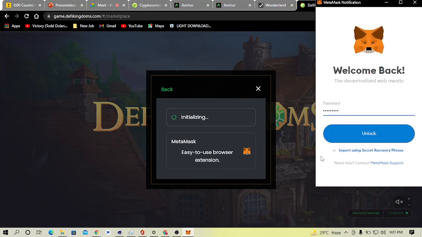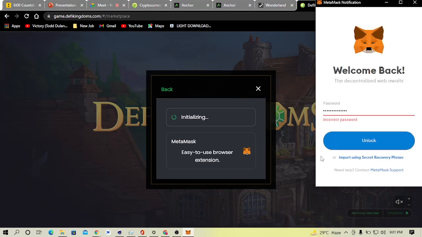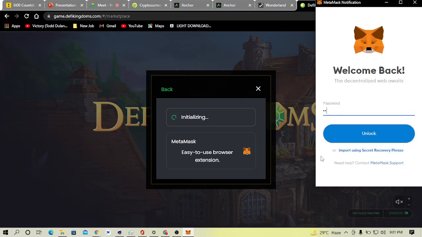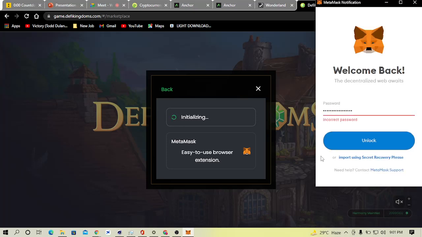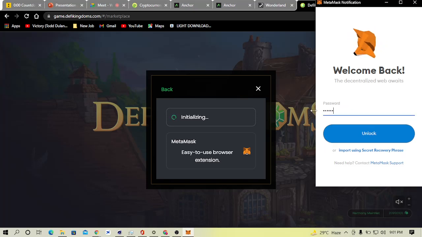Let me see. I think I've forgotten my password. Wow, guys, I think I've forgotten my password. I can't believe this. No, this is a fake wallet. I don't use this wallet, actually. So it's nothing. You guys want me to put my real wallet on the internet?